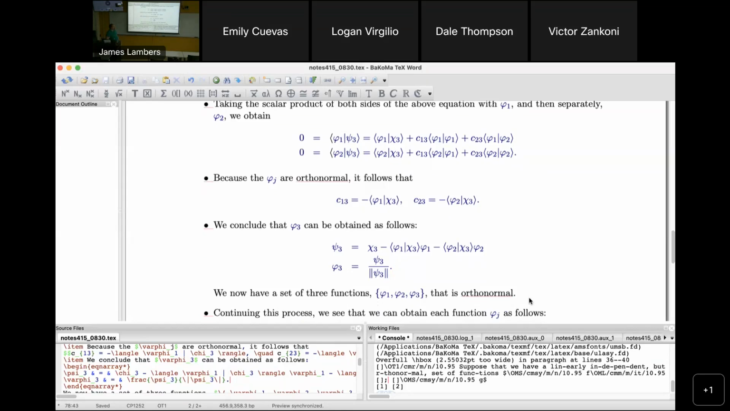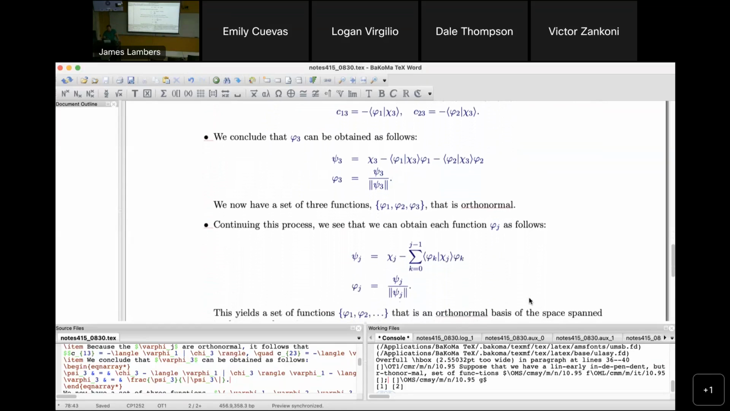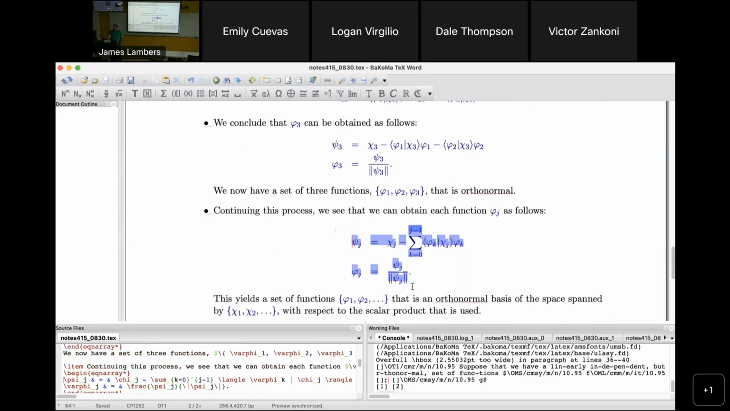There's a pattern we see here. To get phi 1, all we did was normalize. Phi 2, we subtracted off one term, then normalize. Phi 3, we subtract off two terms, then normalize. And that pattern is going to continue. So by extrapolating from that, this is the general Gram-Schmidt process.